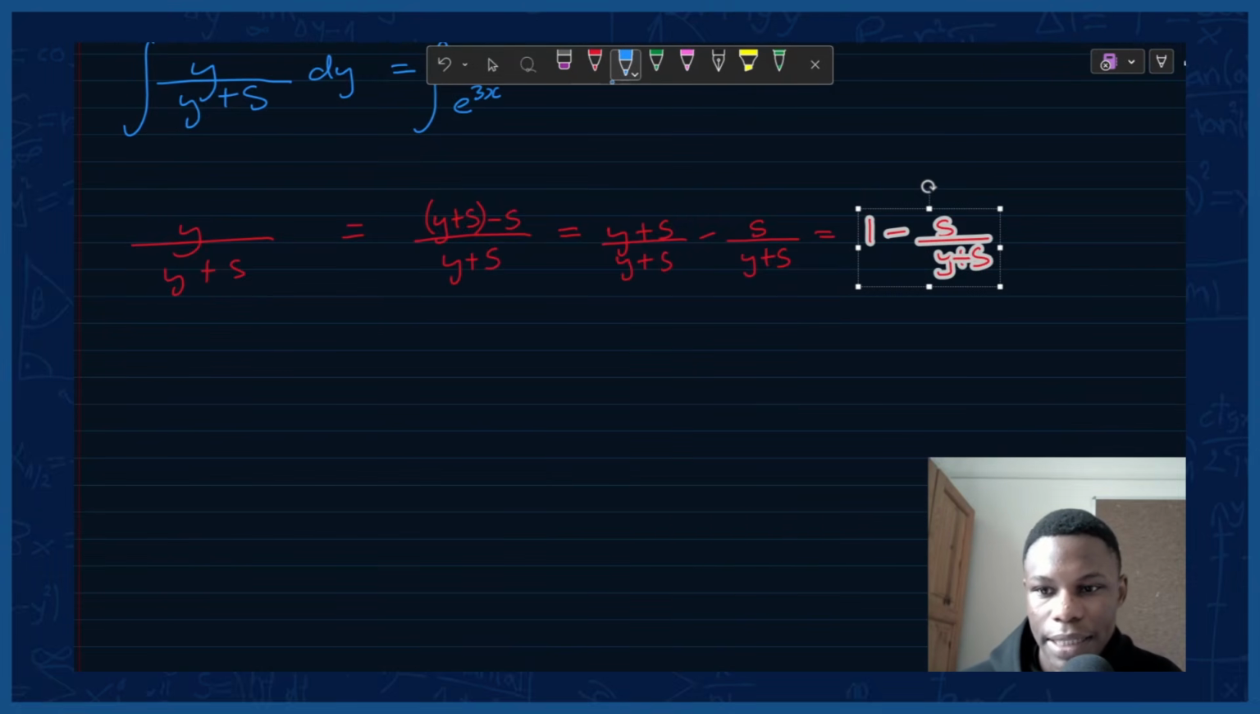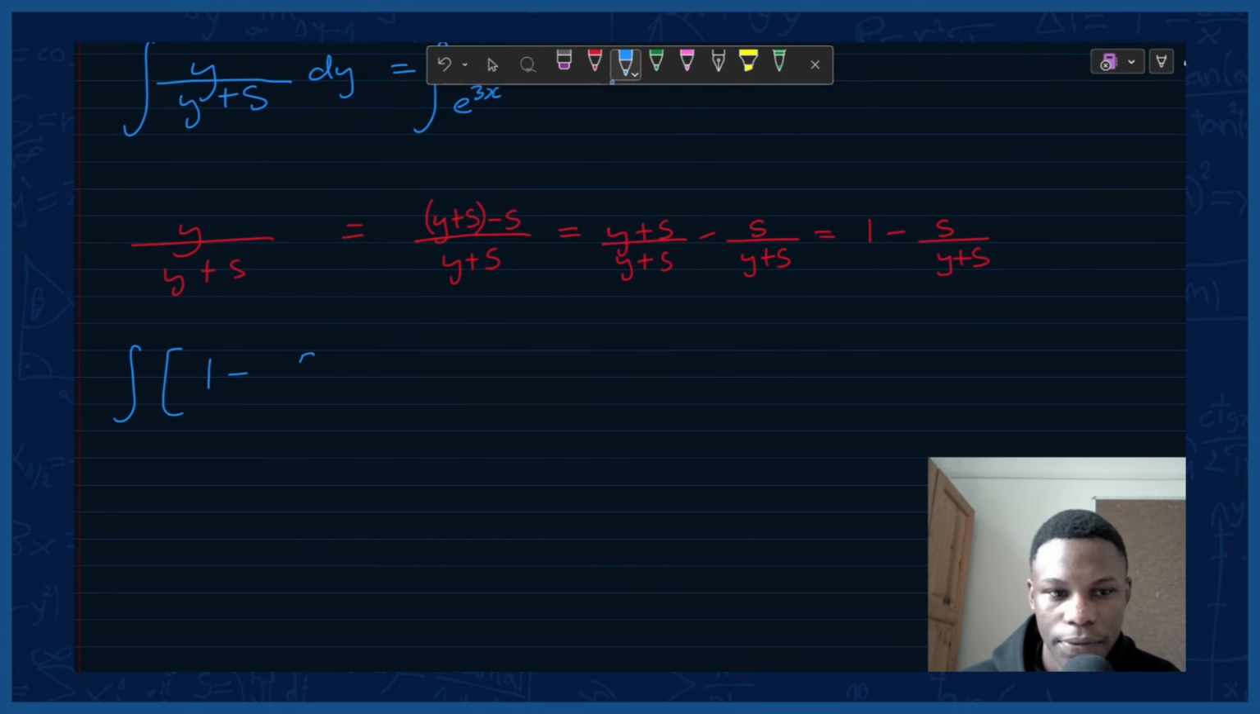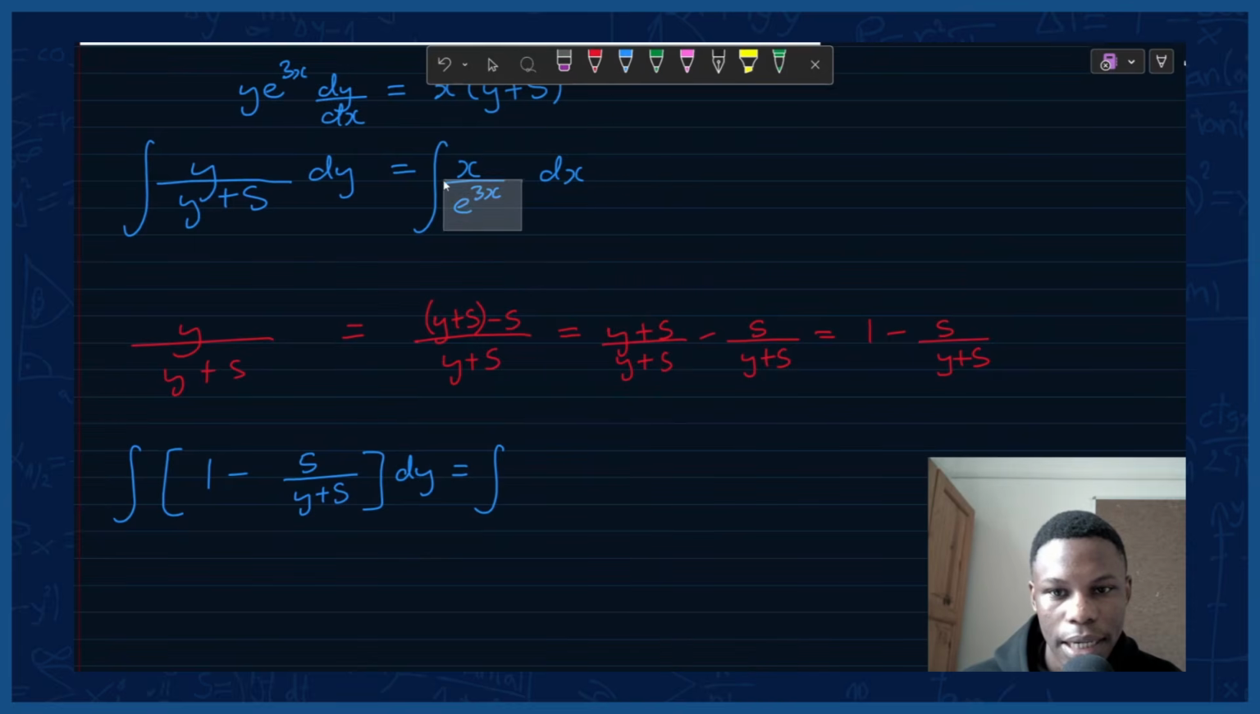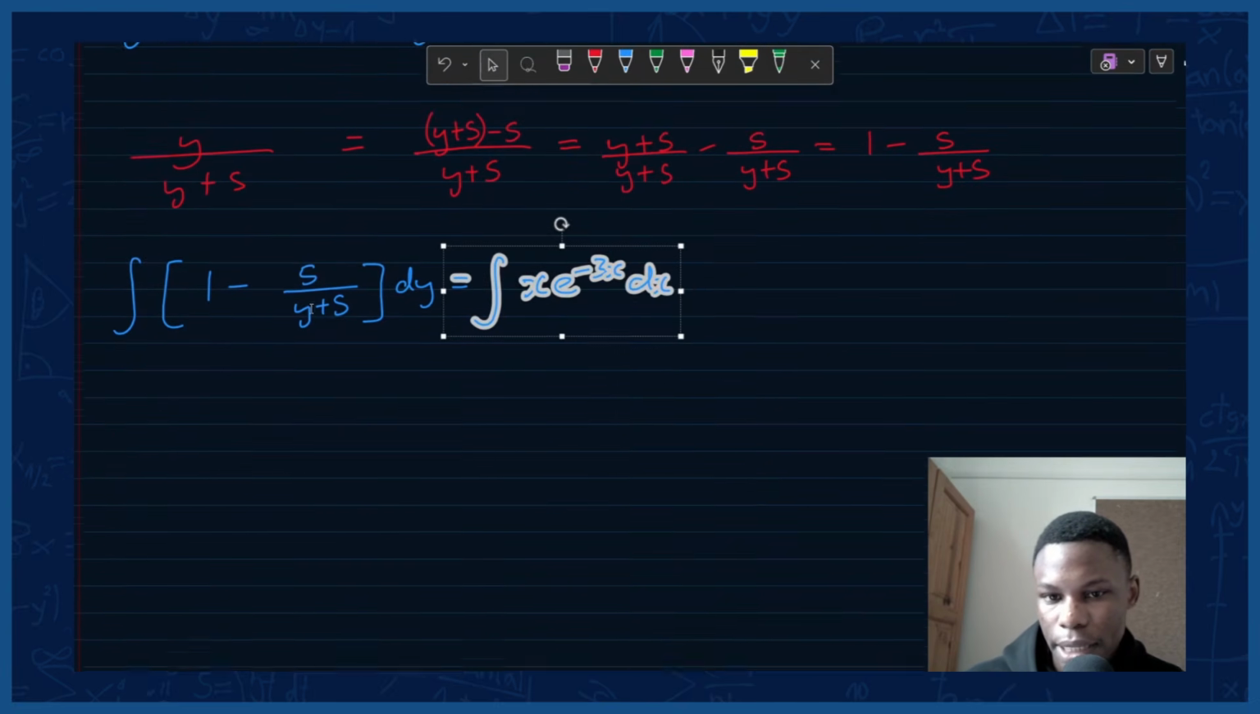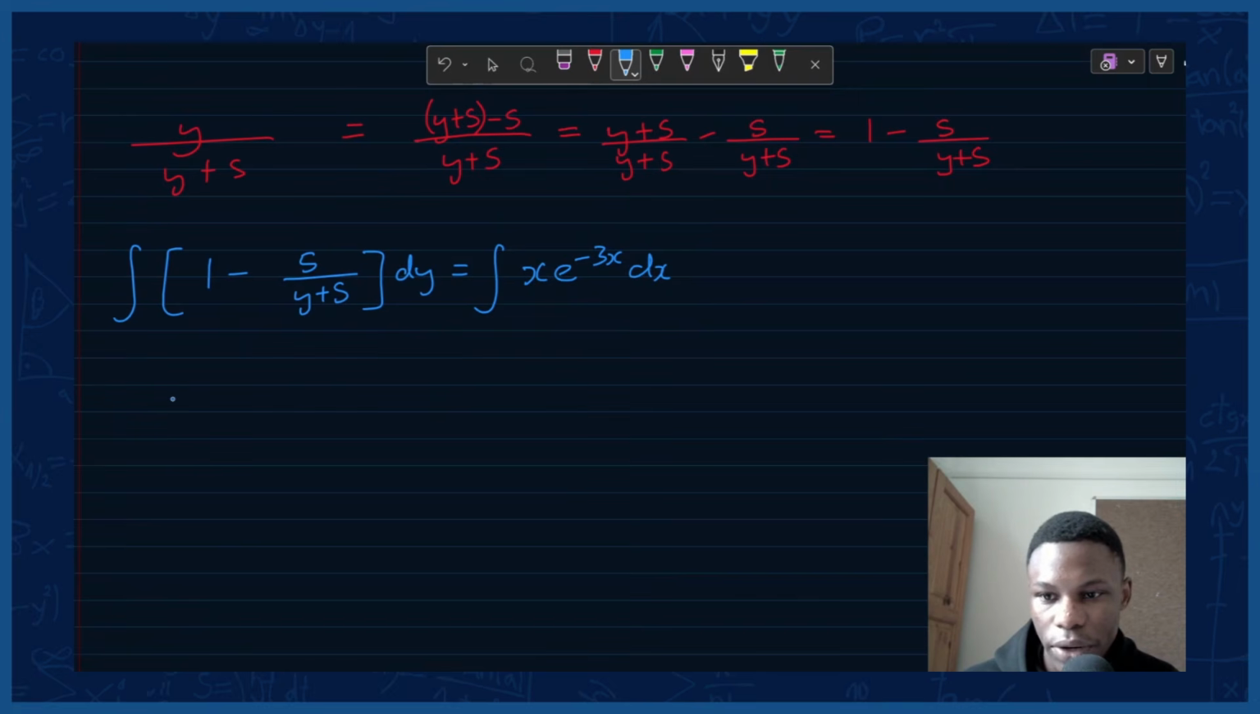So that means my left-hand side now becomes the integral of 1 minus 5 over y plus 5 with respect to y, and this is equal to the integral of this. Here I can just use laws of indices to bring the exponential up, and it becomes negative. So it becomes x e to the negative 3x dx. And I hope you can see that we are going to do by parts there. So on the left, if I integrate 1, it's with respect to y, so I'm going to get y. And then I've got minus 5 ln y plus 5.